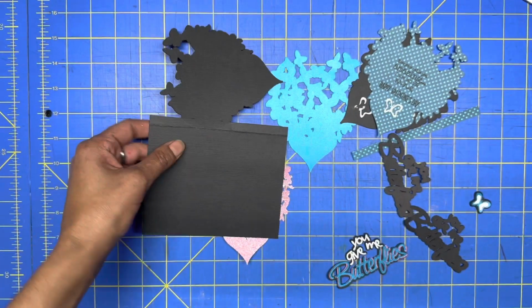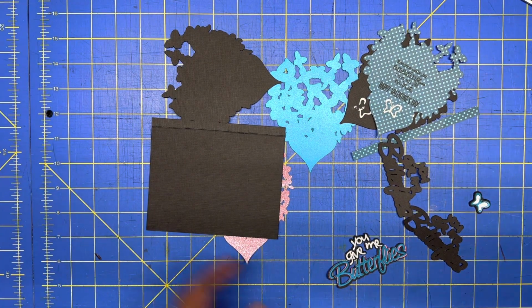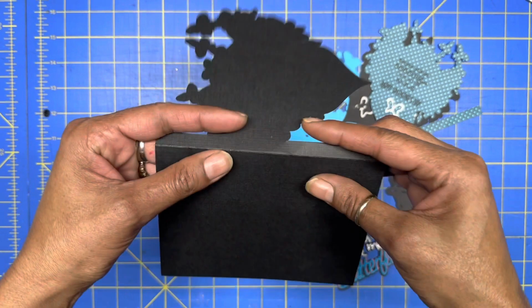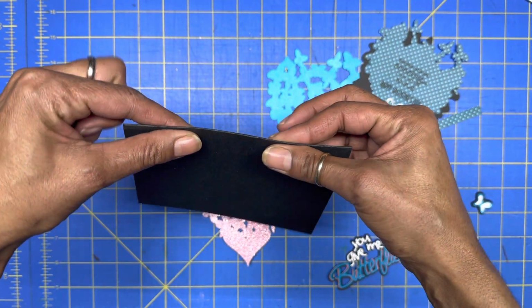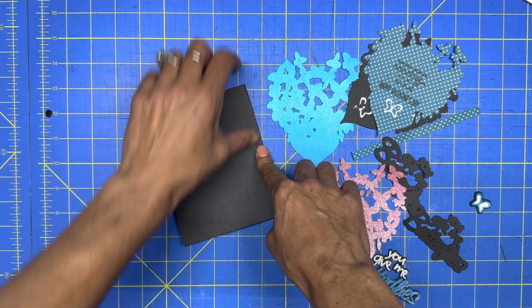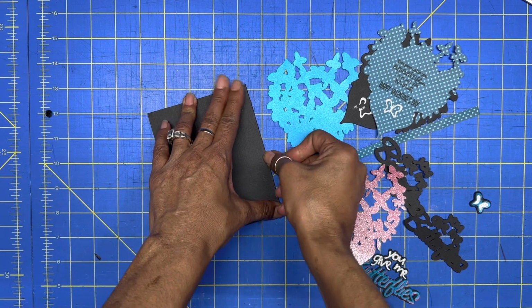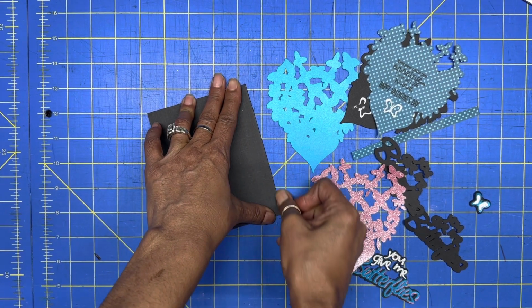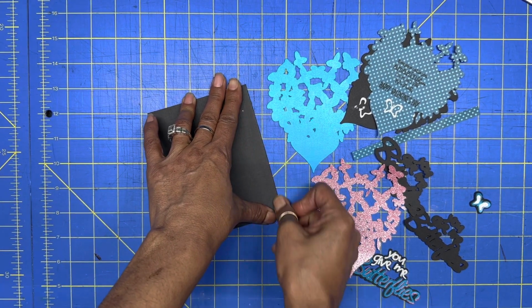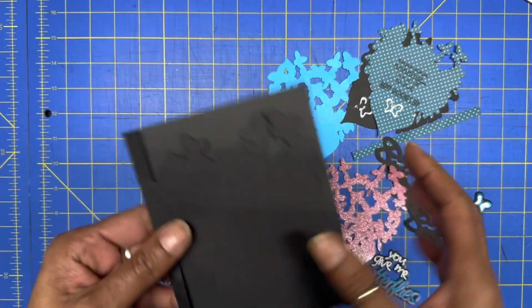And now what I want to do is fold it at that corner. So I'm just going to take my fingers and crease it. Then I'm just going to crease it with my finger. You can use a bone folder if you want, but I can't find mine.